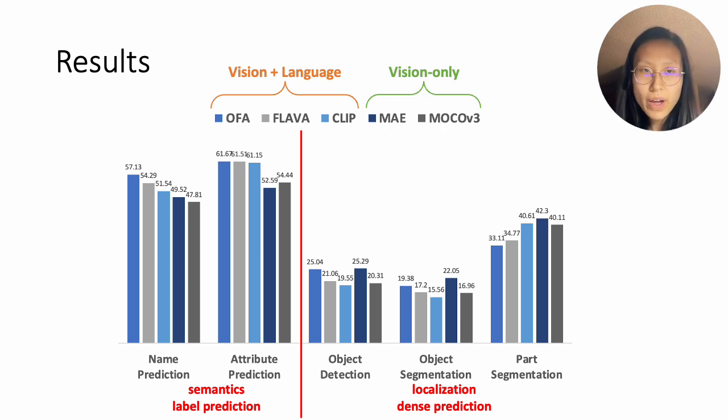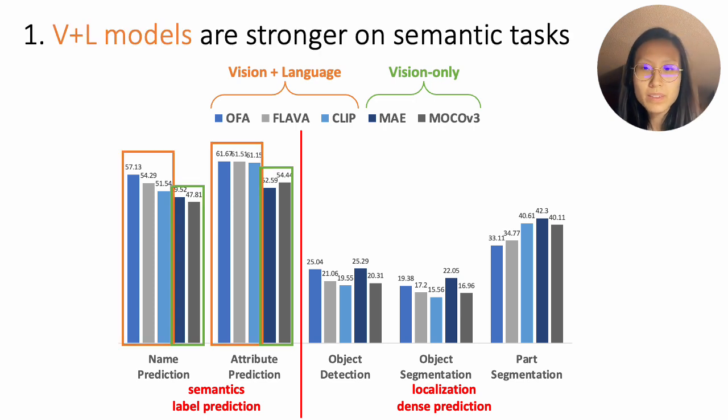We probe these 5 models belonging to 2 categories on these 5 tasks. The 5 probing tasks include 2 semantic tasks as shown on the left and 3 localization tasks as shown on the right. The higher the numbers, the taller the bars, means the better performance. So now let's get some findings by looking into the bars one by one.